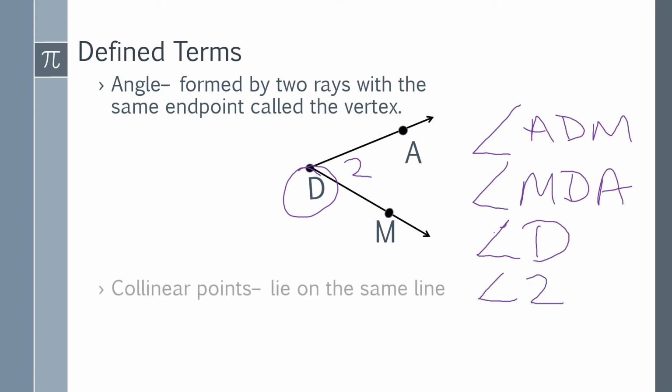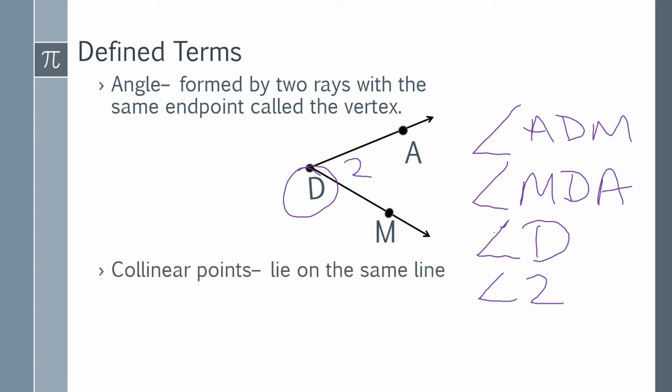When you think about collinear points, points that lie on the same line. So here you have points C, A, and D. They all lie on the same line, so we say that those 3 points are collinear.